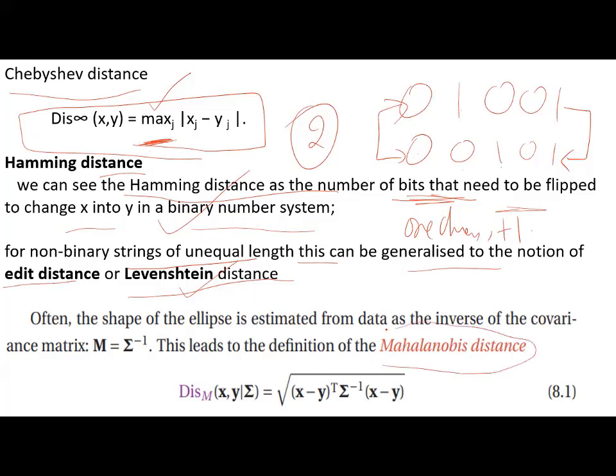Mahalanobis distance. Mahalanobis is the father of statistics. That is why his name is given to it. See, this is defined as the root of (x minus y) whole power T sigma inverse (x minus y). Often the shape of the ellipse is estimated from data as the inverse of the covariance matrix, M is equal to sigma inverse. So these are all the different types of distance metrics we have.